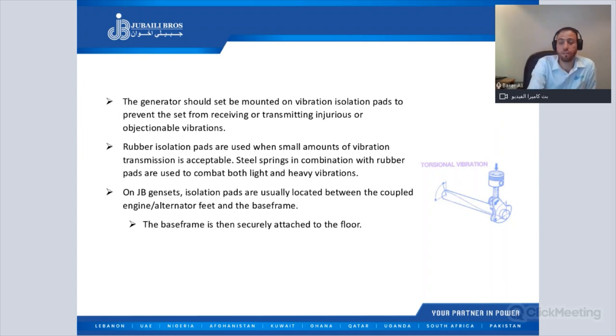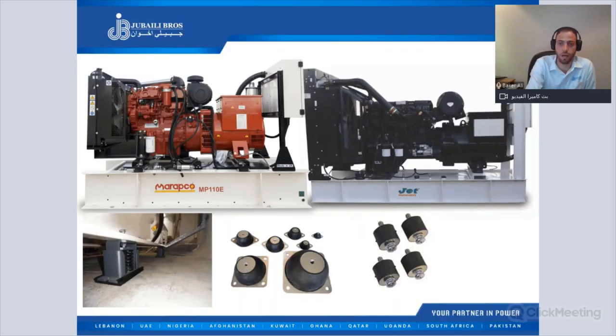We have two types of rubber anti-vibration mounts, and we will talk about these two types. Rubber isolation pads are used when a small amount of vibration transmission is acceptable. And steel springs in combination with rubber pads are used to combat both light and heavy vibration. Here I'm going to show you the two types. This is the normal rubber pad.